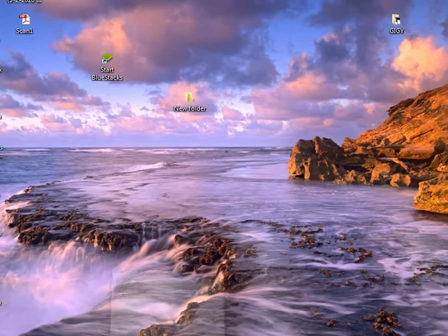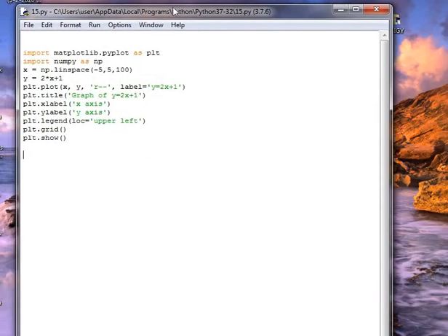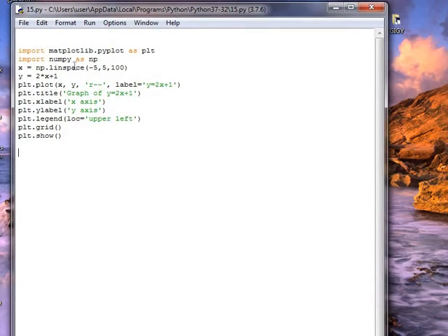First one is here, our first Python script: how to plot y equals mx plus c in Python. This equation y equals mx plus c represents a straight line, where m is its slope and c is its intercept. I have already given one equation, y equals 2x plus 1. So slope is equal to 2 and intercept is equal to 1.